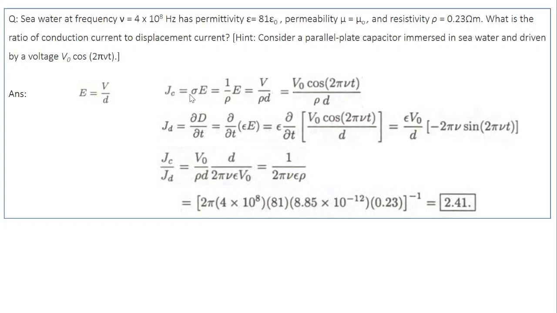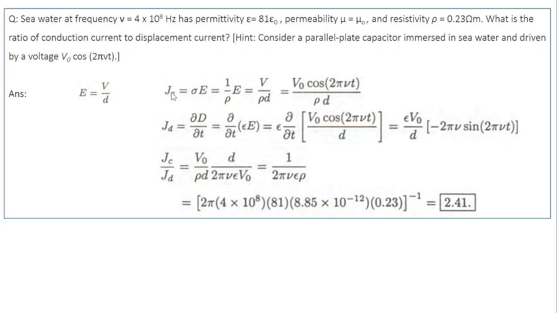Now conduction current, from Ohm's law, you can write this as sigma E, where sigma is the conductivity, which is nothing but 1 over the resistivity. Electric field is the gradient of potential, so you can write it as V divided by d, where d is the distance between the two plates of the capacitor. So J_C equal to V over rho d, which is V0 cos 2 pi nu t over rho d. And the definition for displacement current is dD by dt, and the displacement field D equal to epsilon E. Epsilon is a constant, take it outside the derivative. This is epsilon times d by dt of V over d. And if you take the derivative of cosine, you get a minus sign. So this is epsilon V0 over d into minus 2 pi nu sine 2 pi nu t.